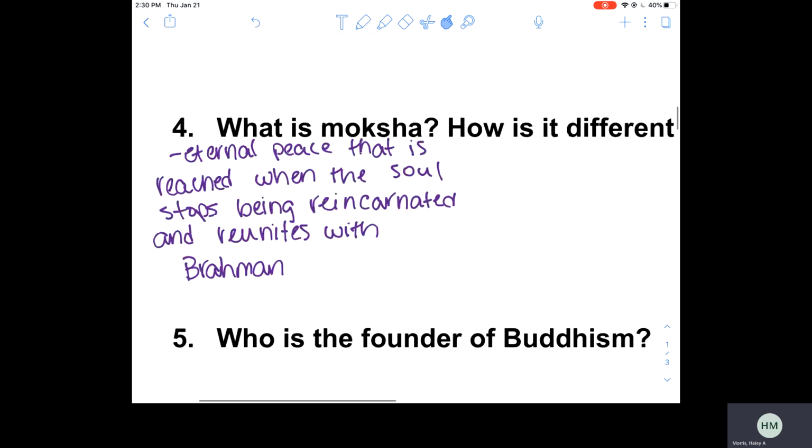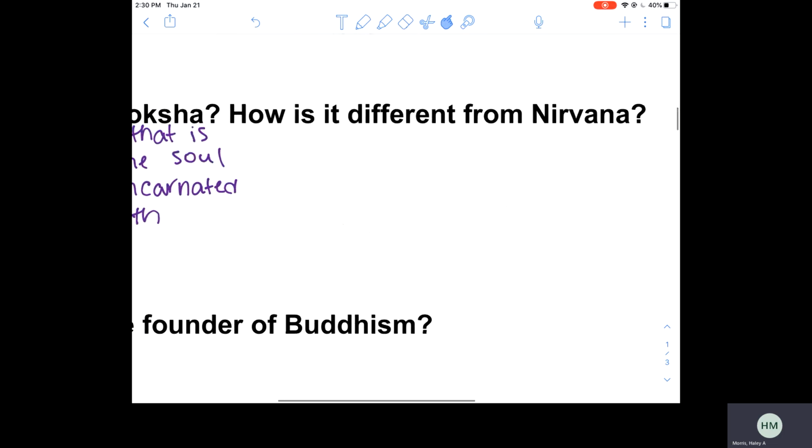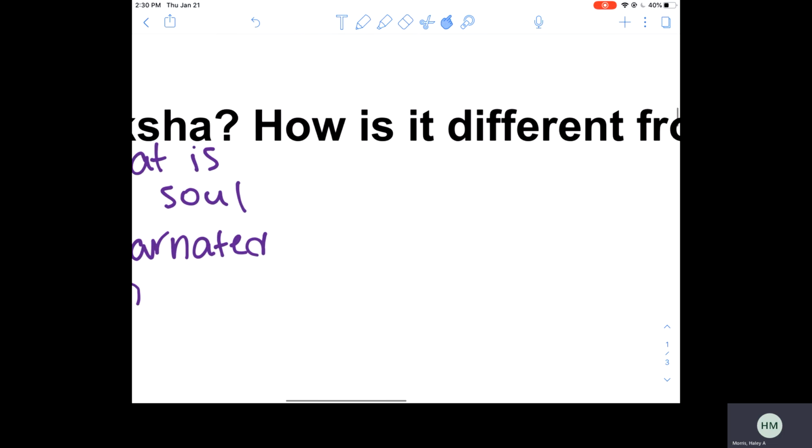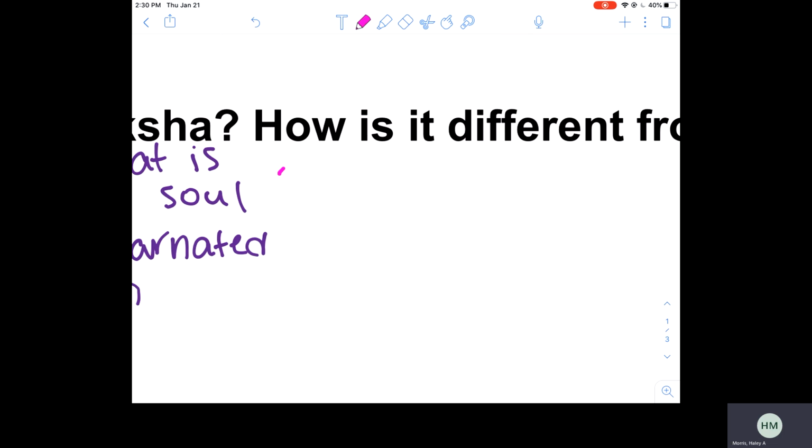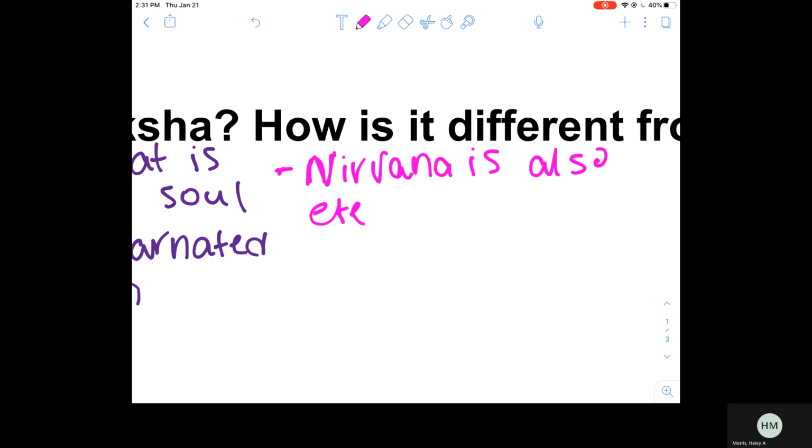And so the second question asks, how is moksha different from nirvana? Not to be confused with the popular band, but the Buddhism belief. Nirvana is also eternal peace. But Buddhists don't believe in the Brahman.